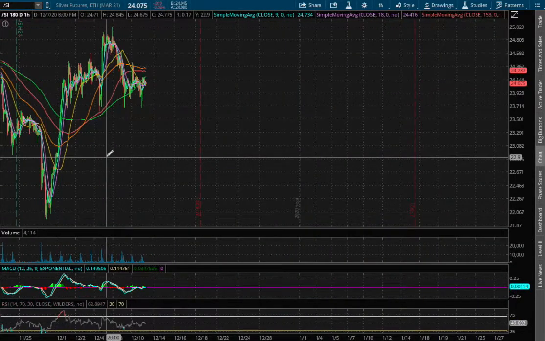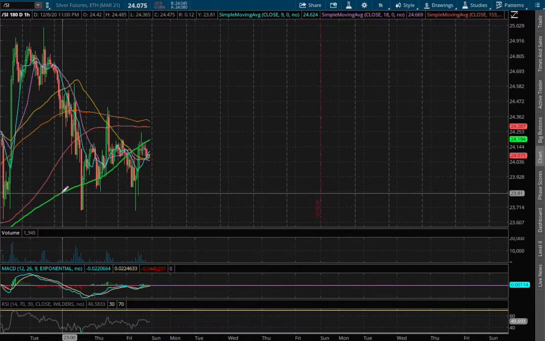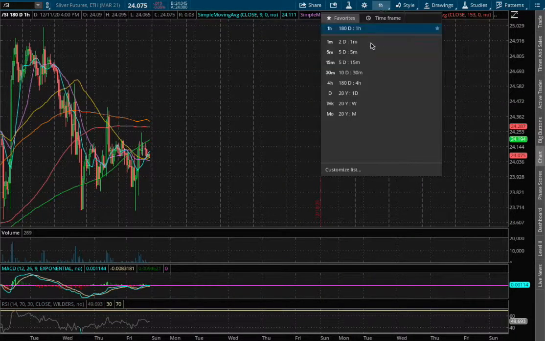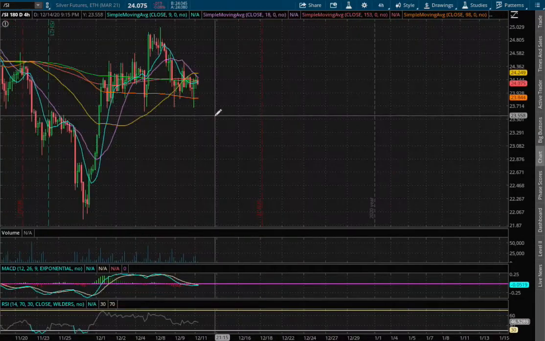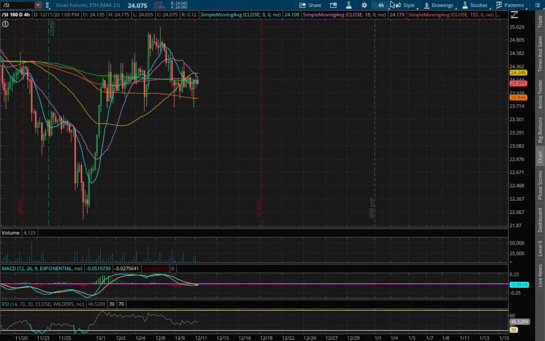We remain in slightly negative MACD, and as of now, we're still below the 200 moving average, this green line, at the price of $24.19, acting as our resistance. As for the 4 hour chart, we remain in slightly negative MACD, and we're seeing signs of a convergence there.